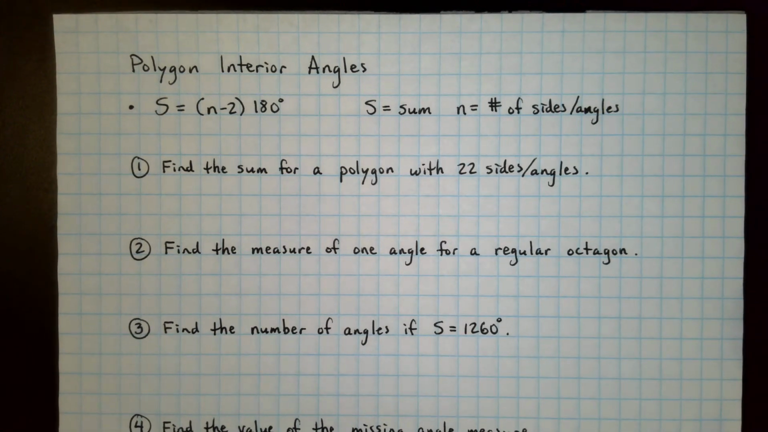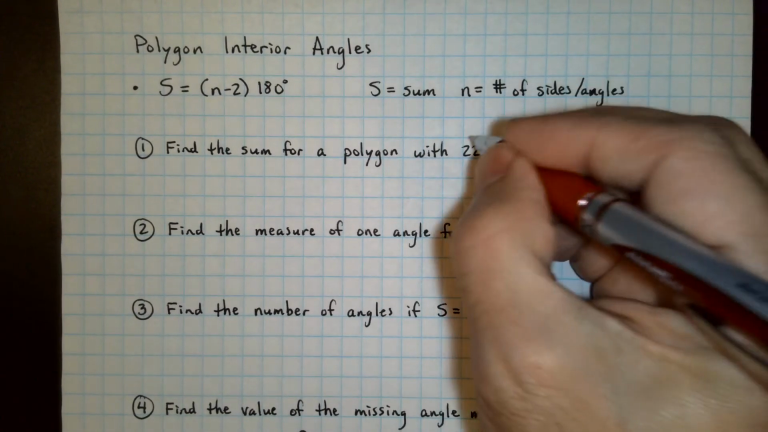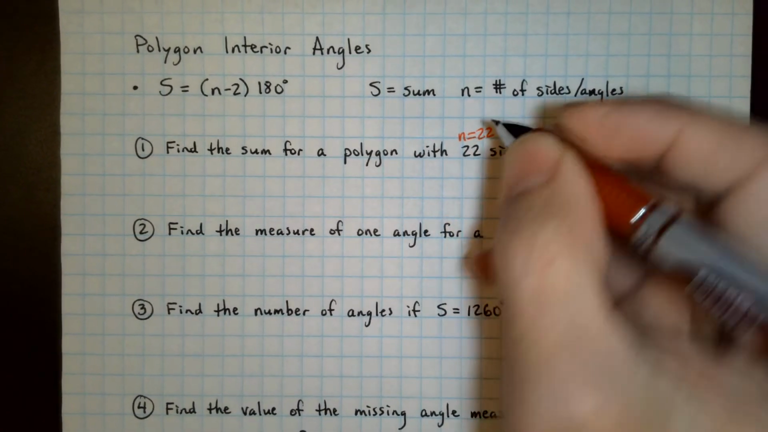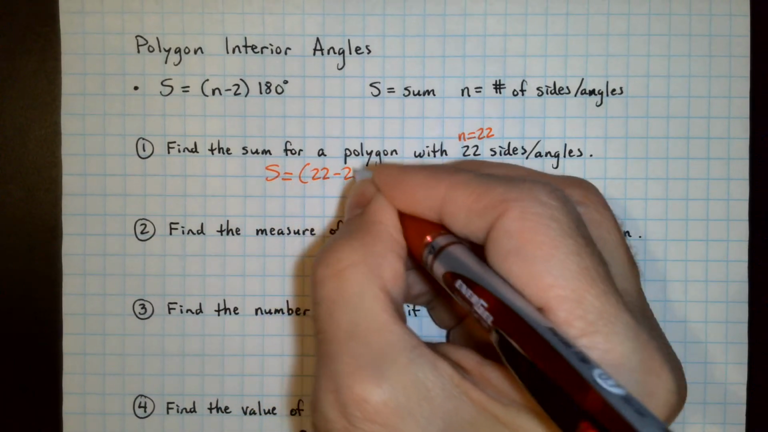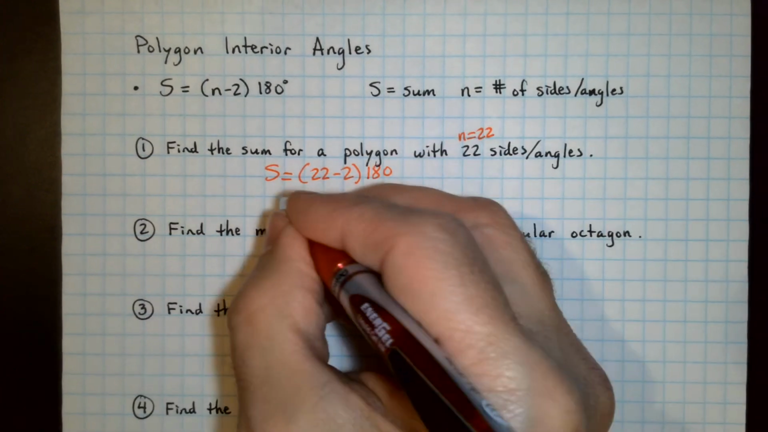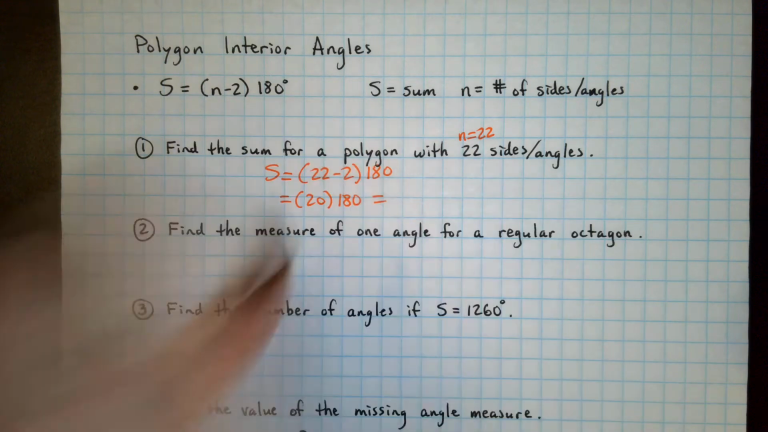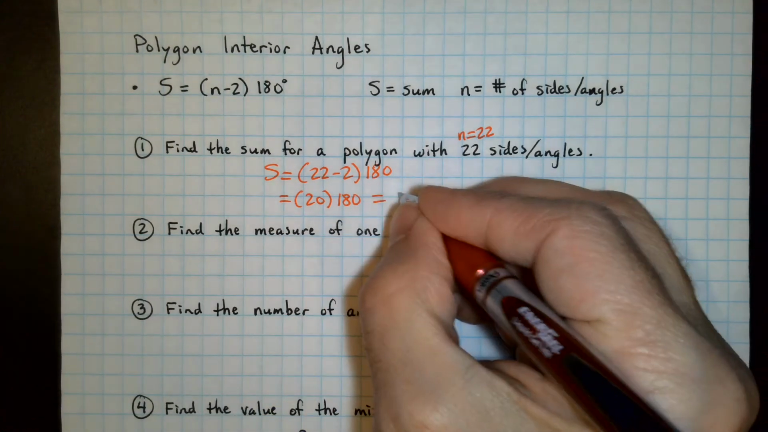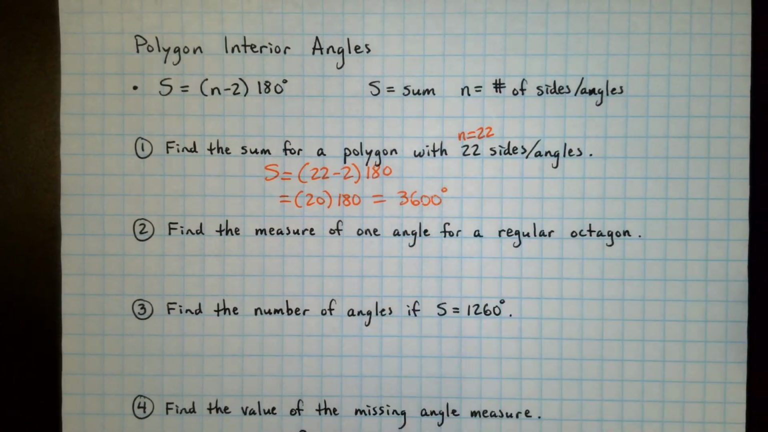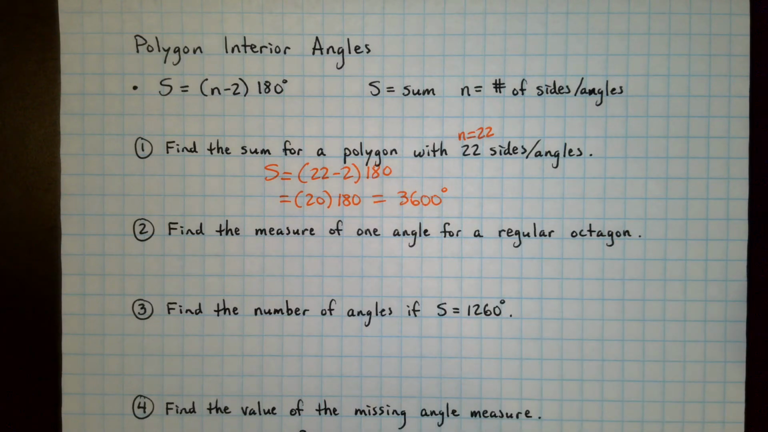Number one, find the sum for a polygon with 22 sides or angles. Well, in this case, n equals 22. So the sum would be 22 minus 2 times 180. That's 20 times 180, and 20 times 180 is going to give us 3,600 degrees. That's the sum for all the angles on the inside of a polygon with that number of angles.